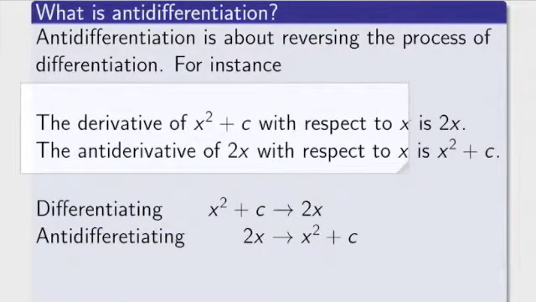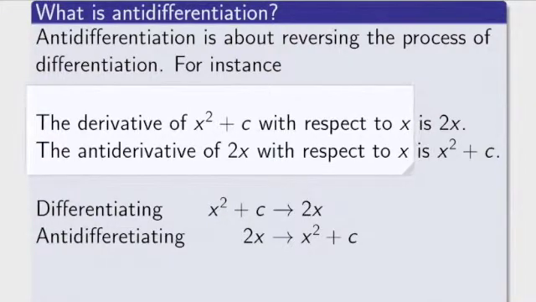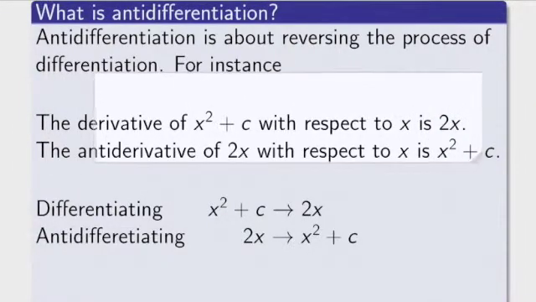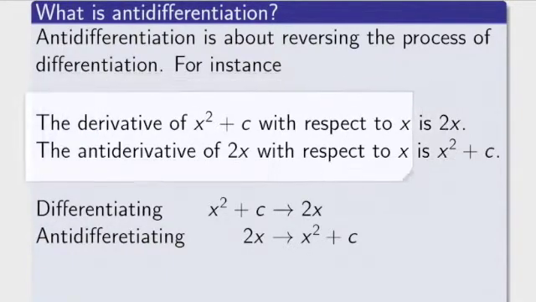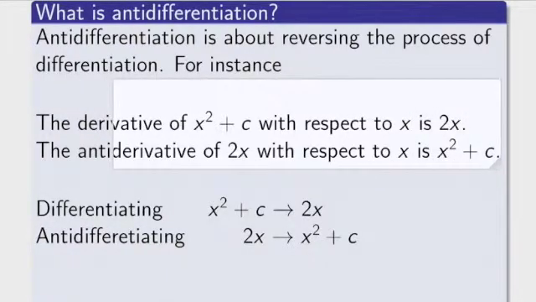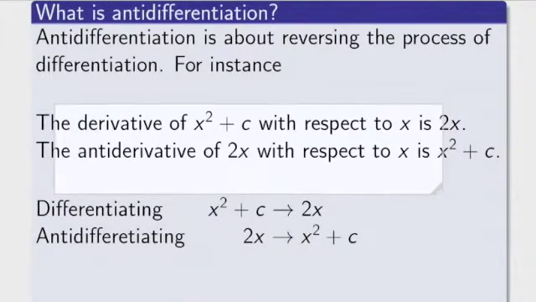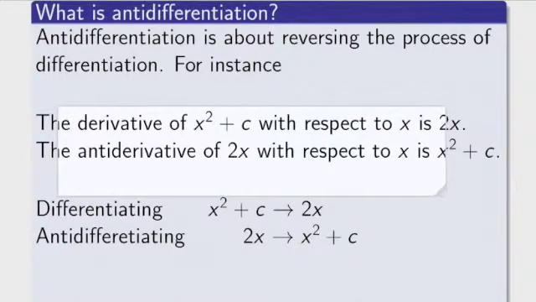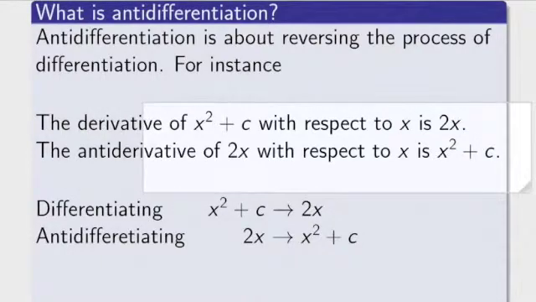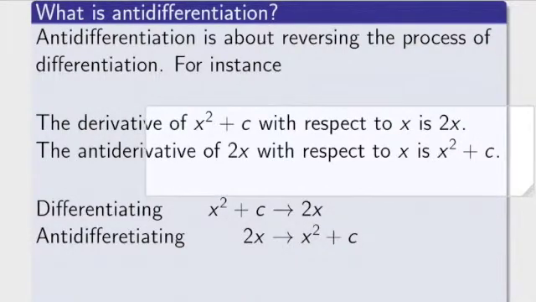The derivative of x squared plus c is some constant. So the derivative of x squared plus c with respect to the variable x, we know is 2x. Now if we reverse the process of differentiation, in other words, the antiderivative of 2x with respect to the variable x is x squared plus a constant.